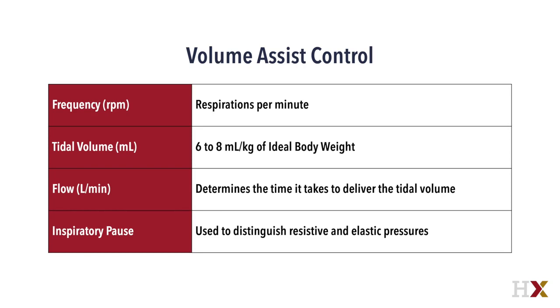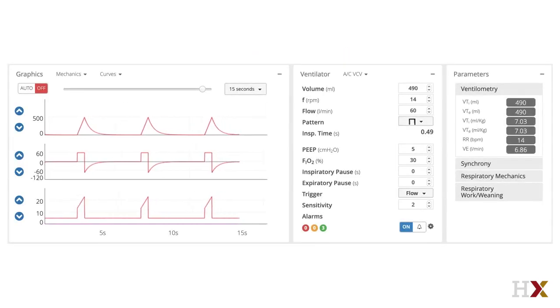An inspiratory pause is a setting typically found in the volume assist control modes, and it allows for a short pause to be set at the end of inspiration, and this functions to distinguish between pressure related to the resistive pressure and the elastic pressure. Resistive pressure is due to the endotracheal tube and airways, and elastic pressure is due to the stiffness of the lung and/or chest wall. Let's first review the settings common to all modes.